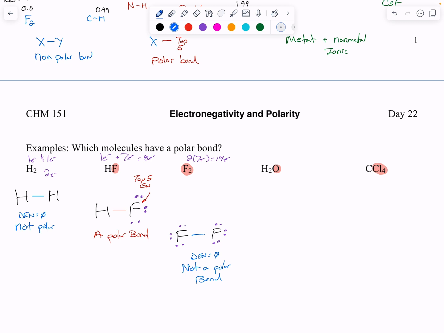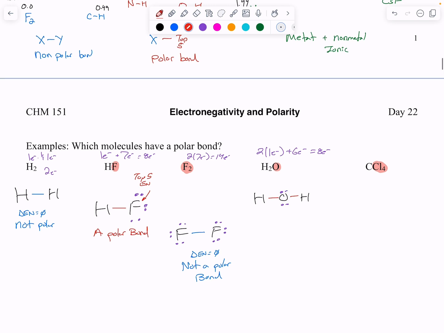Water. 2 times 1 electron plus 6 electrons, so that's a total of 8 valence electrons. H-O-H. 2, 4, 6, 8. We have 2 polar bonds, because O is a top 5.